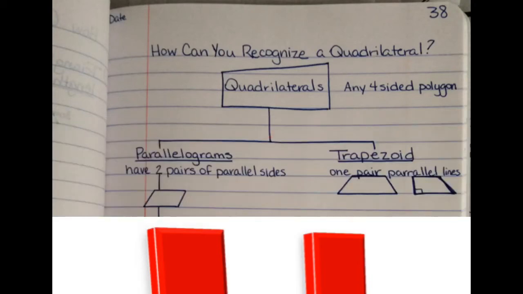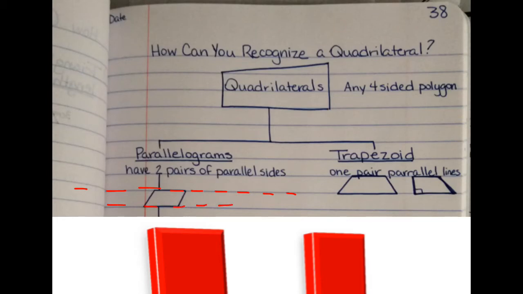Now you're going to draw a line down from the quadrilateral and you're going to draw a straight one. We're going to break the quadrilaterals into two parts. We're going to break them into parallelograms and trapezoids. Parallelograms have two pairs of parallel sides. Parallel sides are those lines that run together forever and ever. If you extended them on, they would never ever touch.